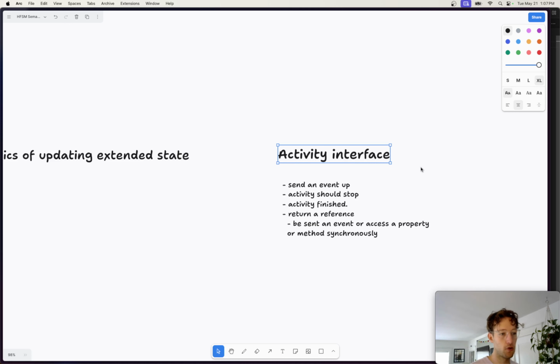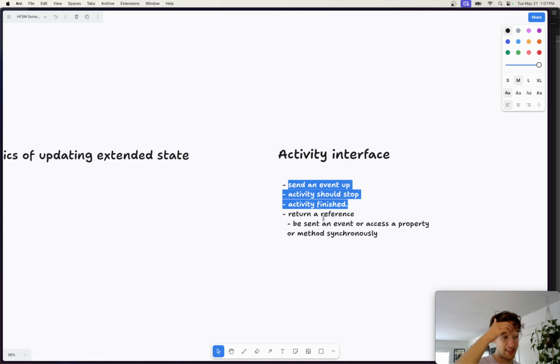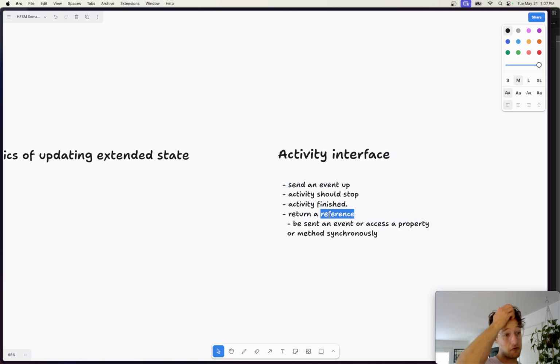And with those four things, we could potentially support any number of patterns and styles, whether it's actor-like or not, right? The most important thing is that the activity has this channel to communicate with the state chart, and it also returns a reference, which could literally be anything. And this is something that we infer at the type level, and you can just access.